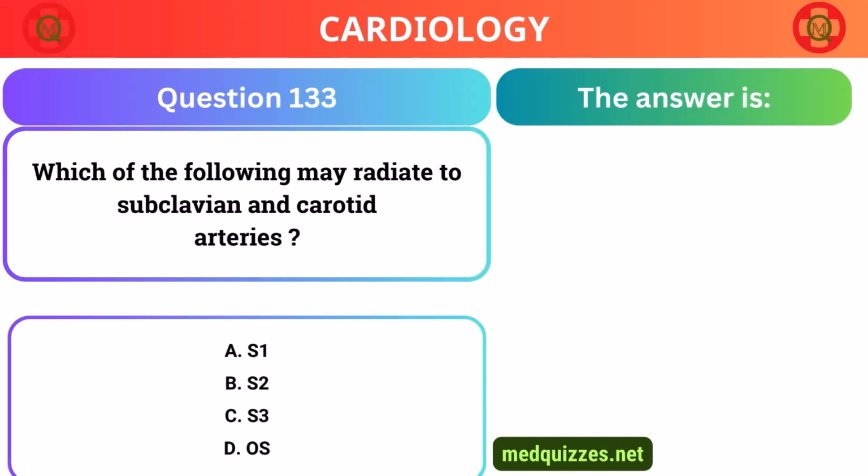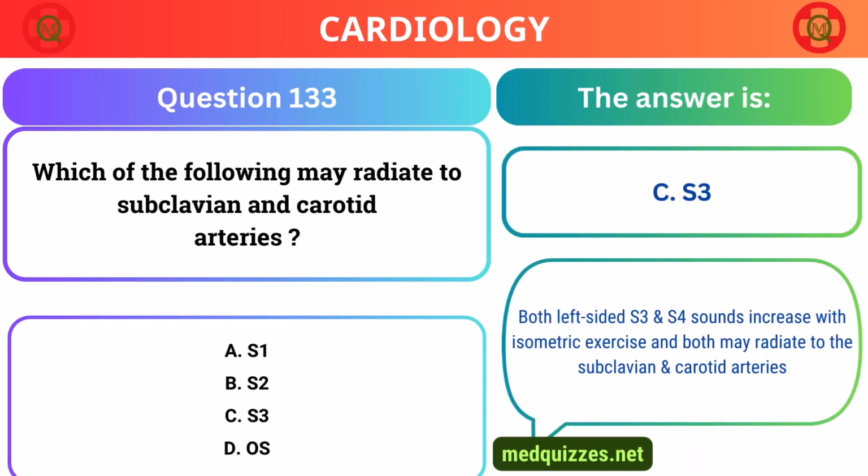The question 133, which of the following may radiate to subclavian and carotid arteries? The correct answer is C. S3.